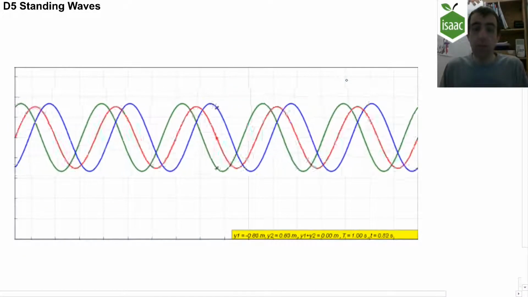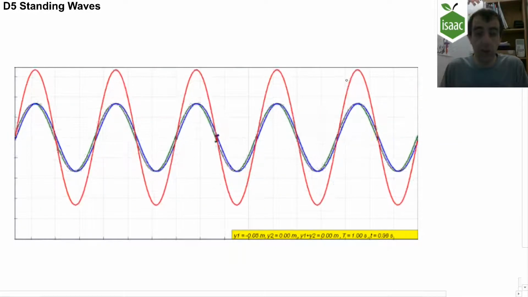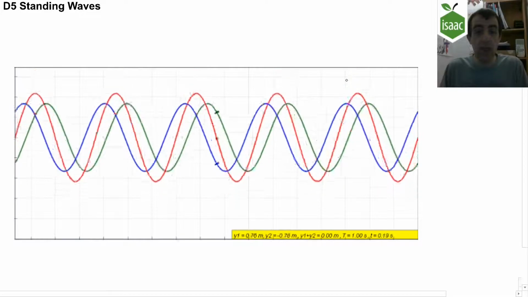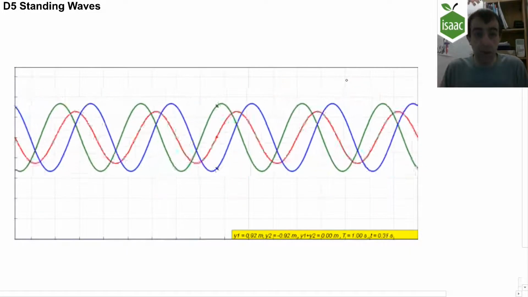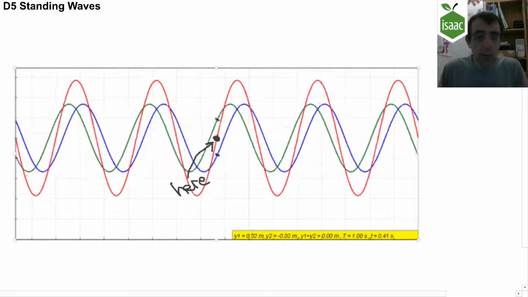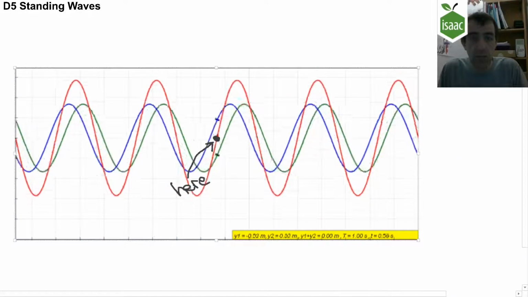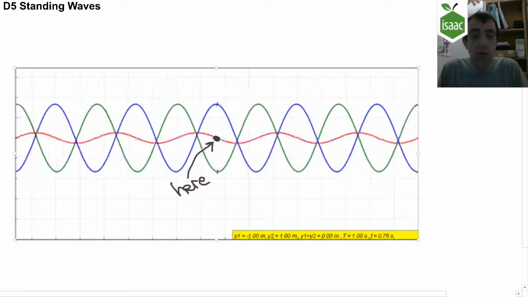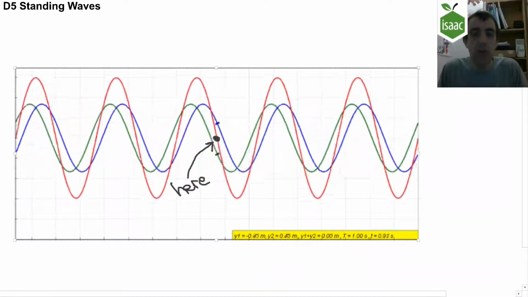And you'll see there are places where the displacements, when added up, always produce a resultant displacement in the same direction. And other places where, when the displacements are added together, the direction of the displacements are always in the opposite direction. In the position marked here, you can see that whenever the blue wave has a positive displacement, the green wave has a negative displacement, and of the same magnitude. So that point there always has cancellation between the two waves.